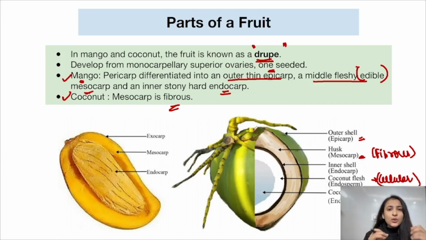And if you have observed, it is covered with numerous brown colored fibers. So that layer, which is very fibrous and husky, is nothing but the mesocarp layer of the coconut. Okay, the mesocarp is the fibrous layer or the husk layer of the coconut. It is also known as the coir, right? So in the mature coconut, the layer covered with numerous fibers, the brown coconut, that outermost layer is the mesocarp layer. All right.